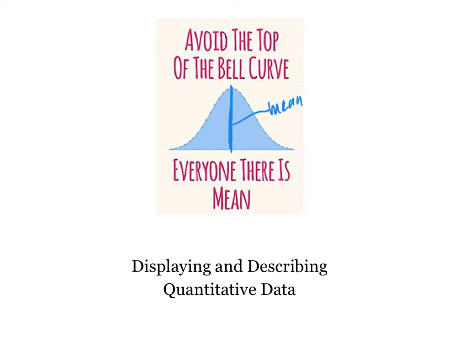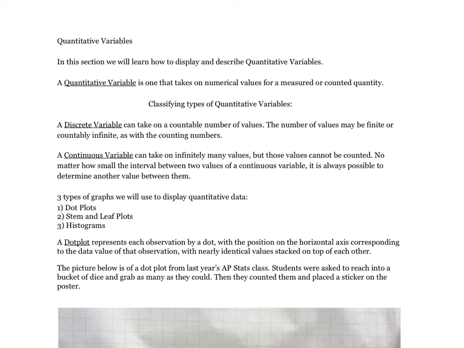So we're displaying and describing quantitative data. This is going to take us 4 class lessons or 4 days of work to accomplish. Today, we're going to look at stem plots and dot plots. So quantitative variables. In this section, we're going to learn how to display and describe quantitative variables. A quantitative variable is one that takes on numerical values for a measured or counted quantity. So remember, these are things that have units like feet, and it makes sense to average them out, okay?